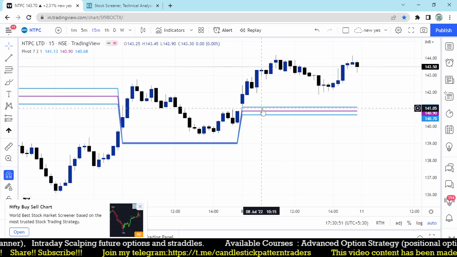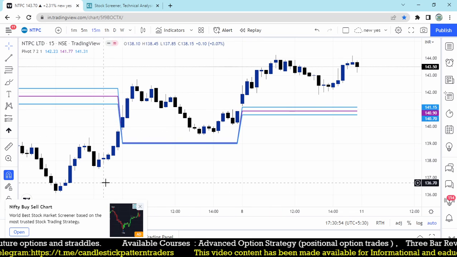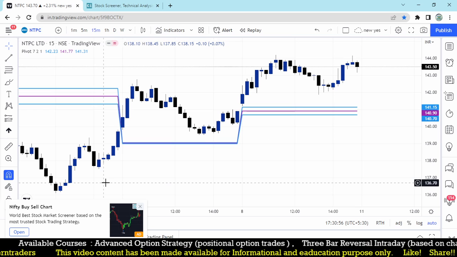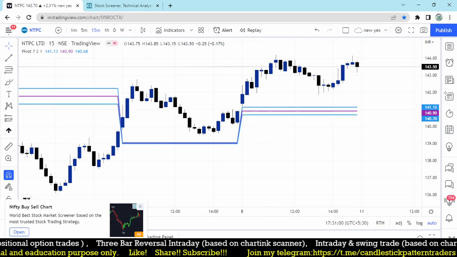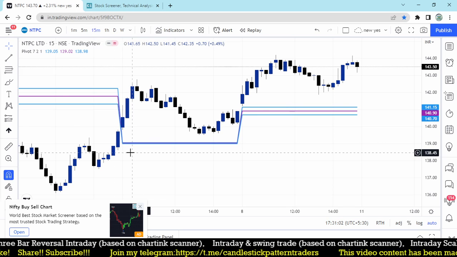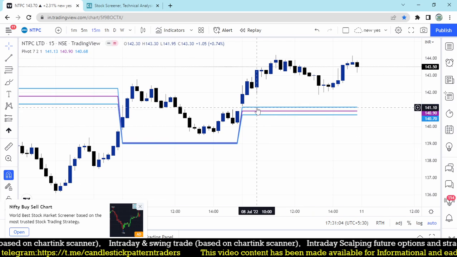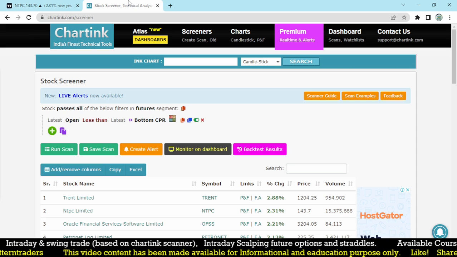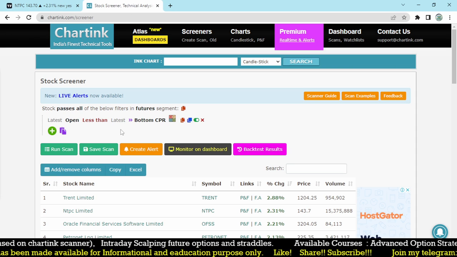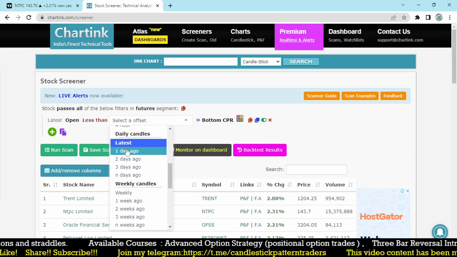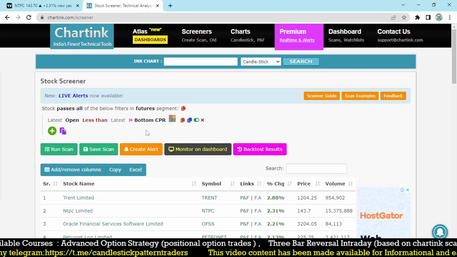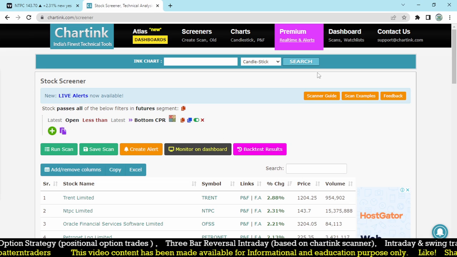Okay, understood. Sometimes BC and TC can reverse, so BC can be greater than TC. Sometimes TC can also be below the pivot. So if you understood, it must be greater than, but we used less than. So this time, what should we use? The latest bottom CPR.